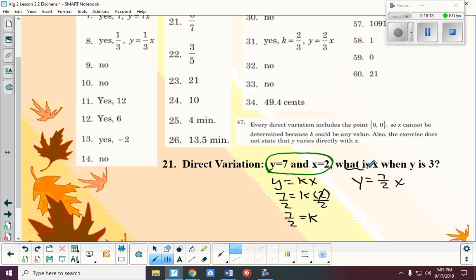The next part says, what is x when y is 3? So then we have to substitute 3 in for the y. And to solve that, we could multiply by the reciprocal of 7/2. So multiply this side by 2/7, and then you would multiply this side by 2/7. So the 2's cancel, the 7's cancel. So x would equal 6/7.